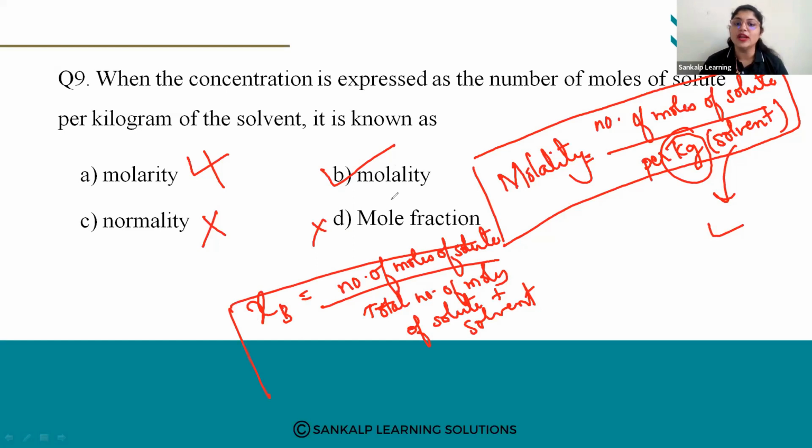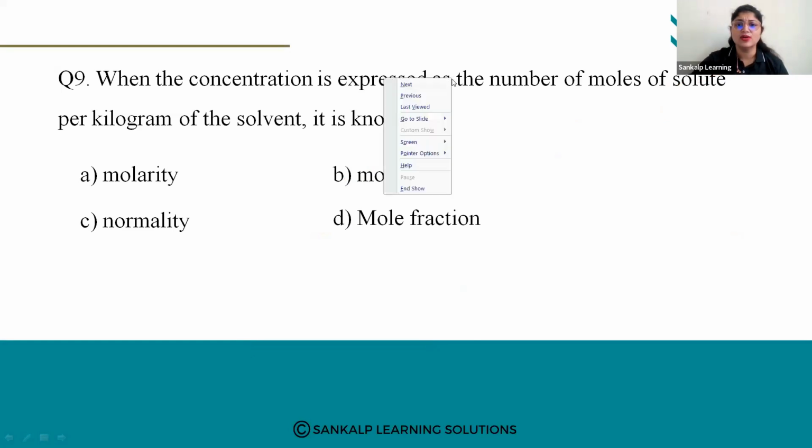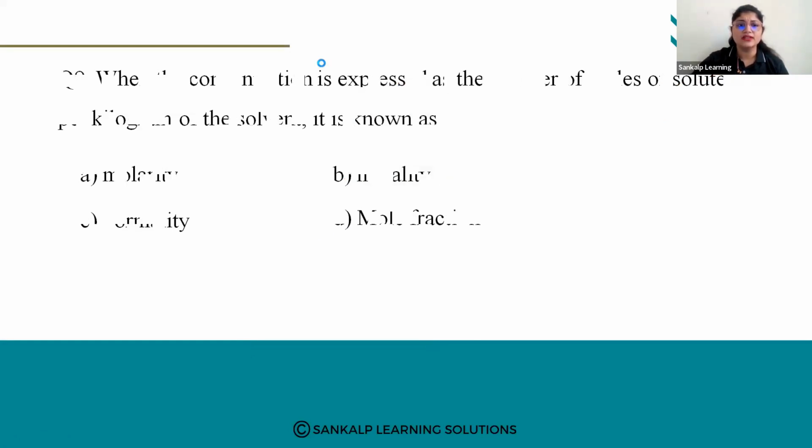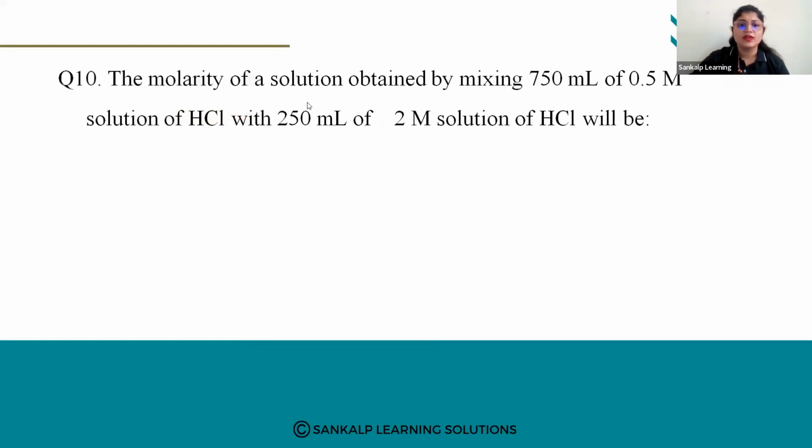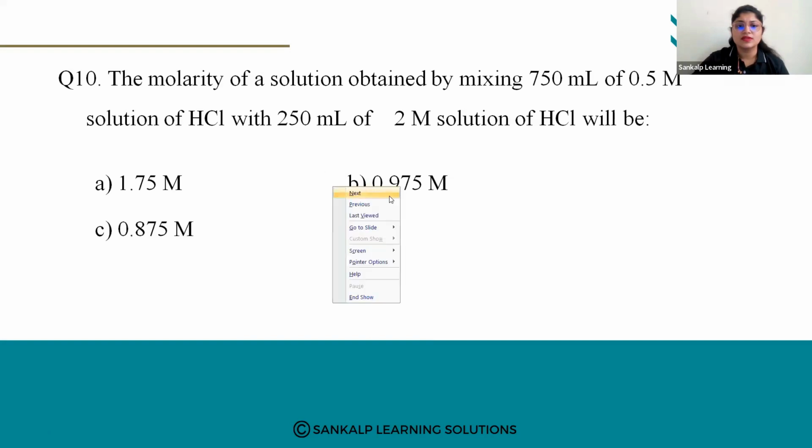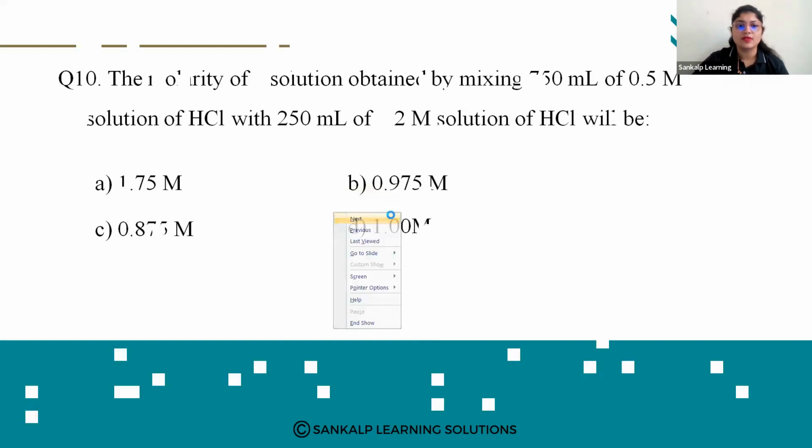So molality. Molality is what? Number of moles of solute per kg of solvent. Okay. So option B is the right answer. I hope this is clear. Okay. So we'll go for the next one. This we have solved.